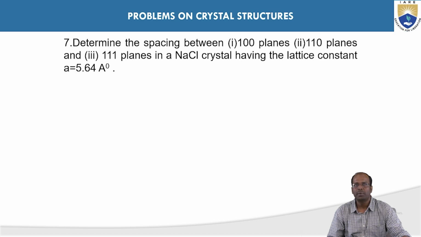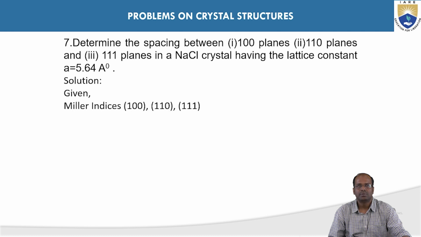The seventh problem is to determine the spacing between 100 planes, 110 planes, and 111 planes in a NaCl crystal having a lattice constant of 5.64 angstrom. The interplanar spacing formula is D is equal to A by square root of h square plus k square plus L square.